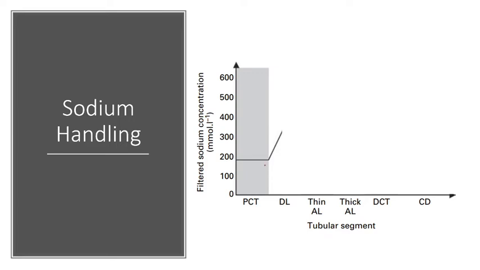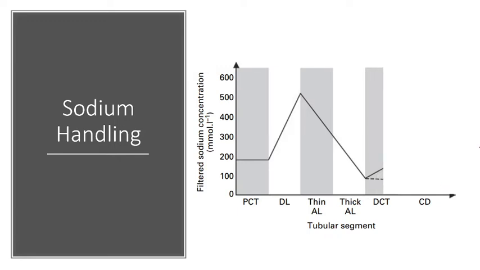In the descending limb, we talk about water being reabsorbed and the sodium being stuck, so the concentration goes up. And then as you go up the ascending limb, sodium is now being pumped out intentionally, and the concentration within the tubules is dropping. And then in the distal convoluted tubule and the collecting ducts, anything can happen. This is where the fine-tuning happens. If sodium needs to be excreted, it is done here.